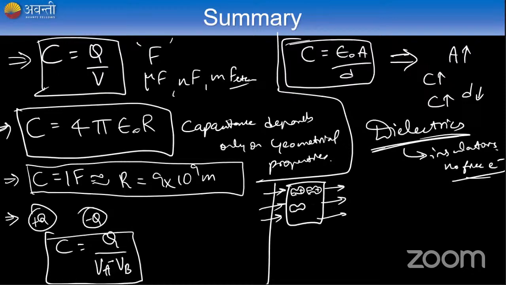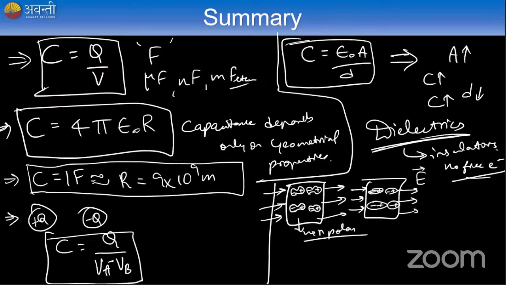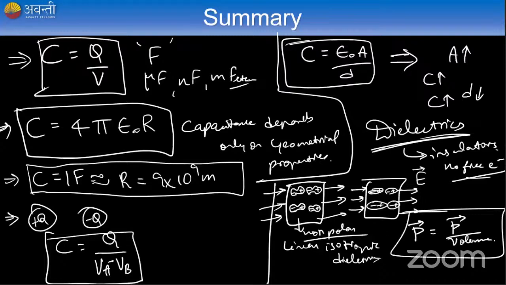For non-polar dielectrics, the molecules elongate a bit and polarization occurs. For polar molecules, the dipoles are inherently present, but they align themselves in the direction of the electric field. Such dielectrics which form the polarization are called linear isotropic dielectrics. For these dielectrics, the polarization was given by a vector that is nothing but the net dipole moment by volume. This is how polarization can be quantified for such dielectric mediums.